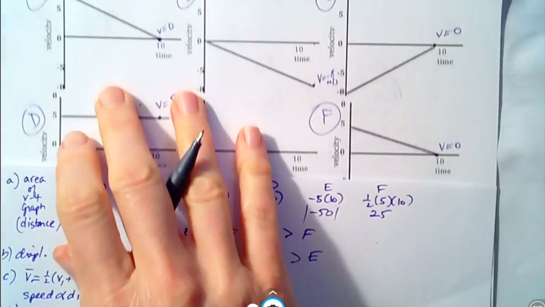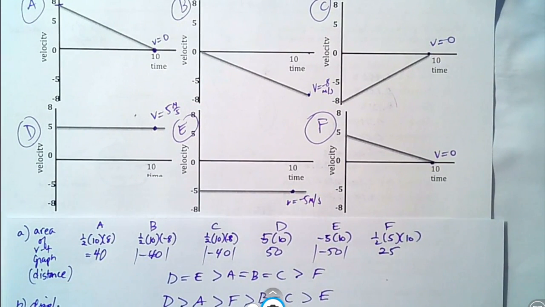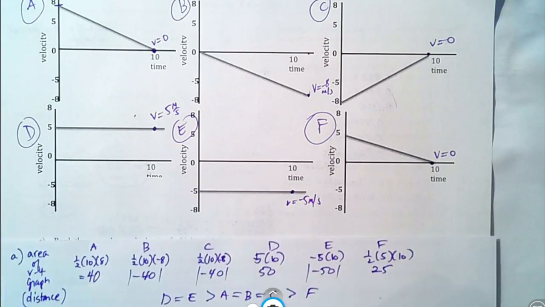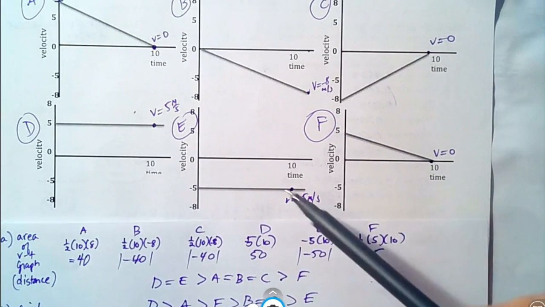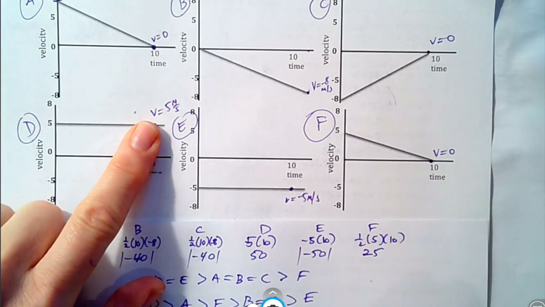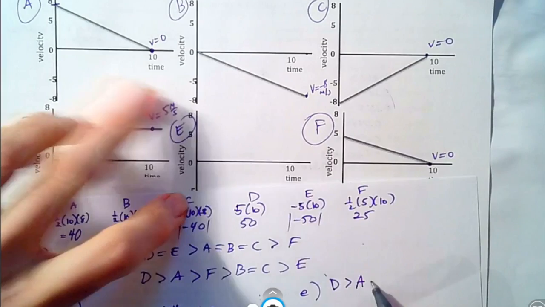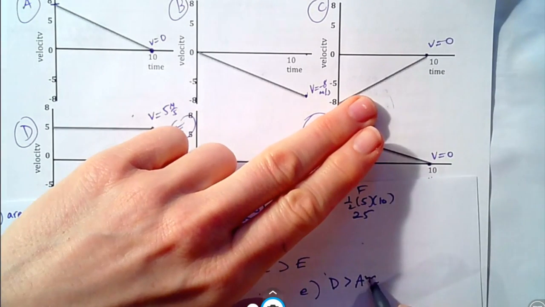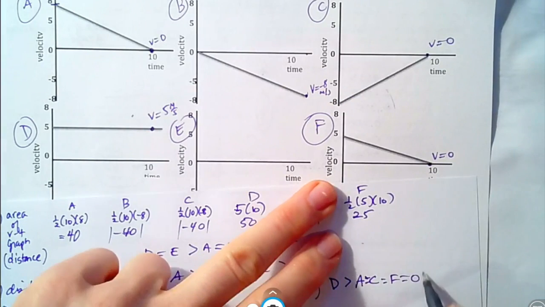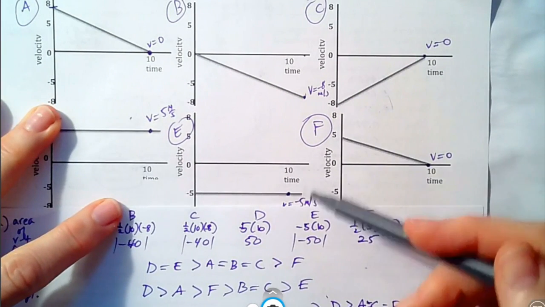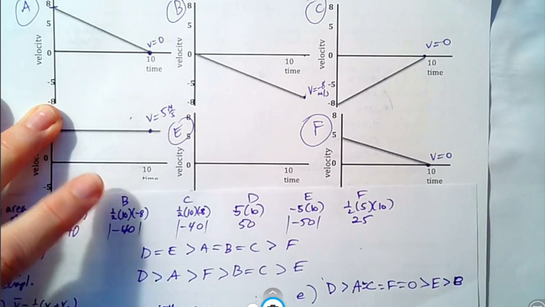So using that information, we can see that the biggest velocity is going to be this here, where it's 5, that's D. And that's greater than 0, 0, 0. We've got all those zeros. So A and C and F are all 0. And then we've got -5, which is greater than -8. So that would be your ranking for that.